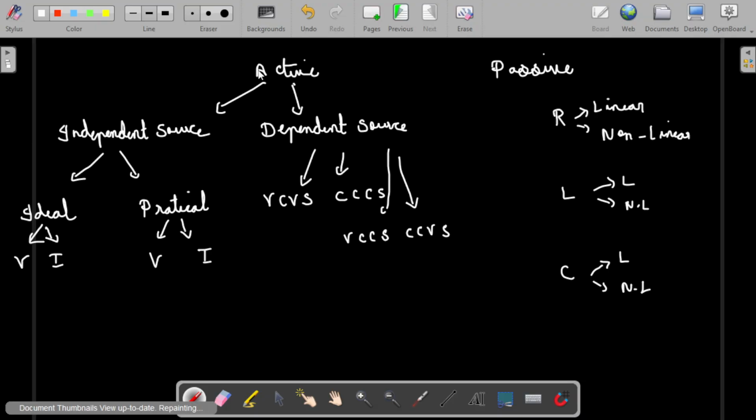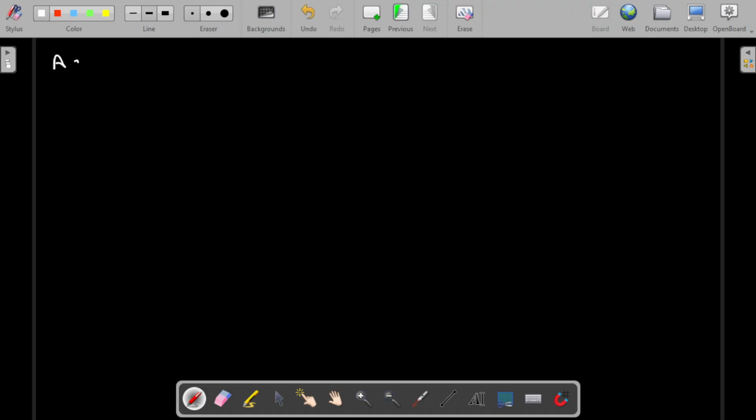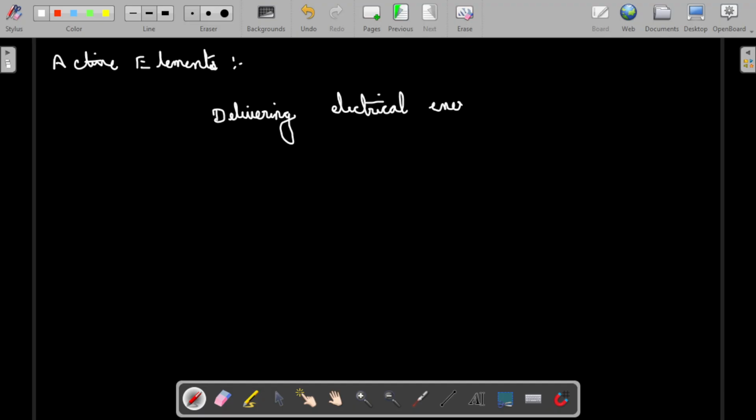So first let us take the active element. So in the blue chart, I think you guys are able to get all the things. So let us deeply discuss what you mean by active elements. So elements that are capable of delivering the electrical energy. If you see the voltage source and current source, which will be capable of delivering something. So that is what we call them as active elements.